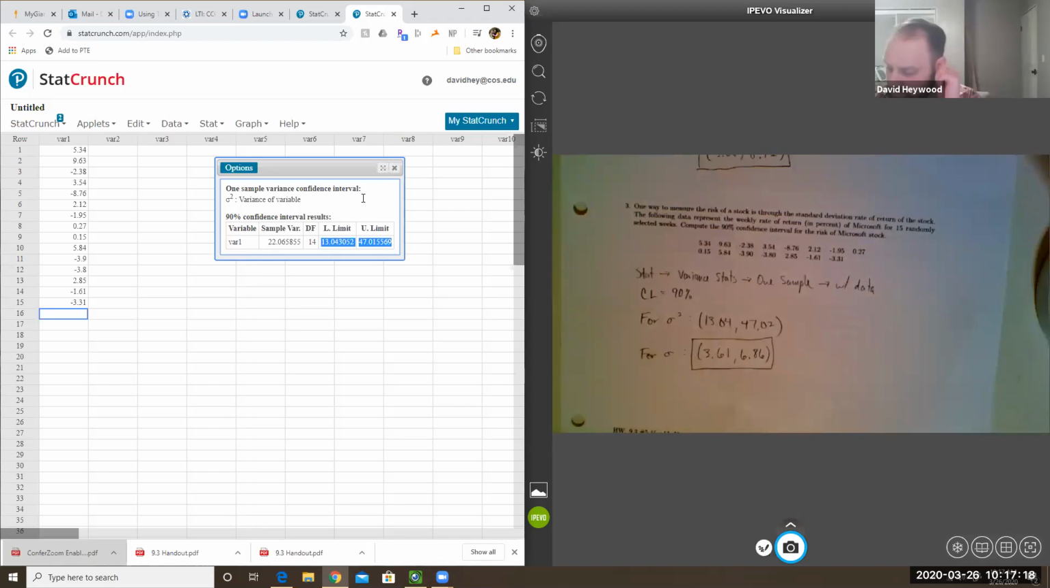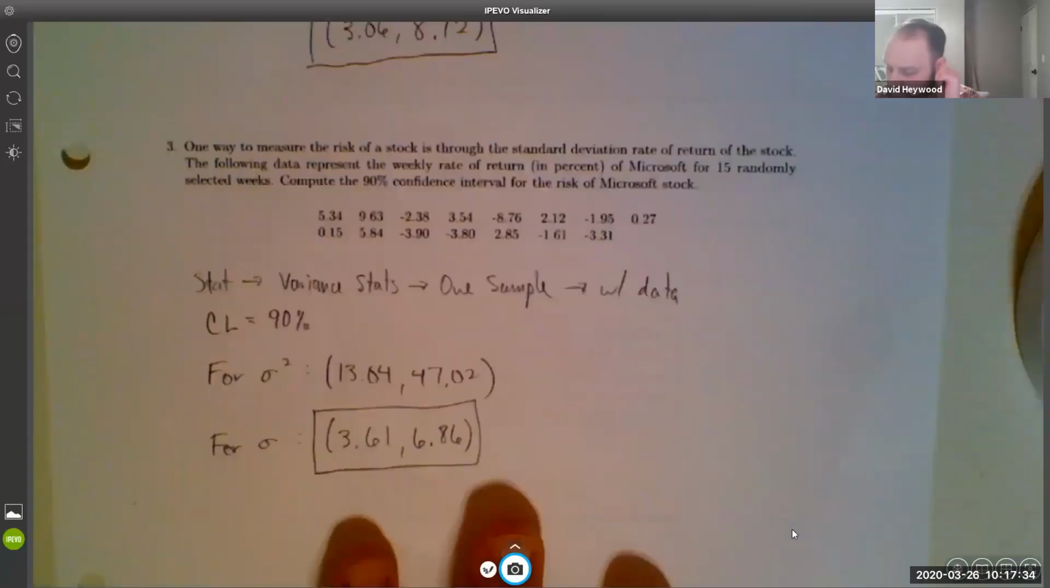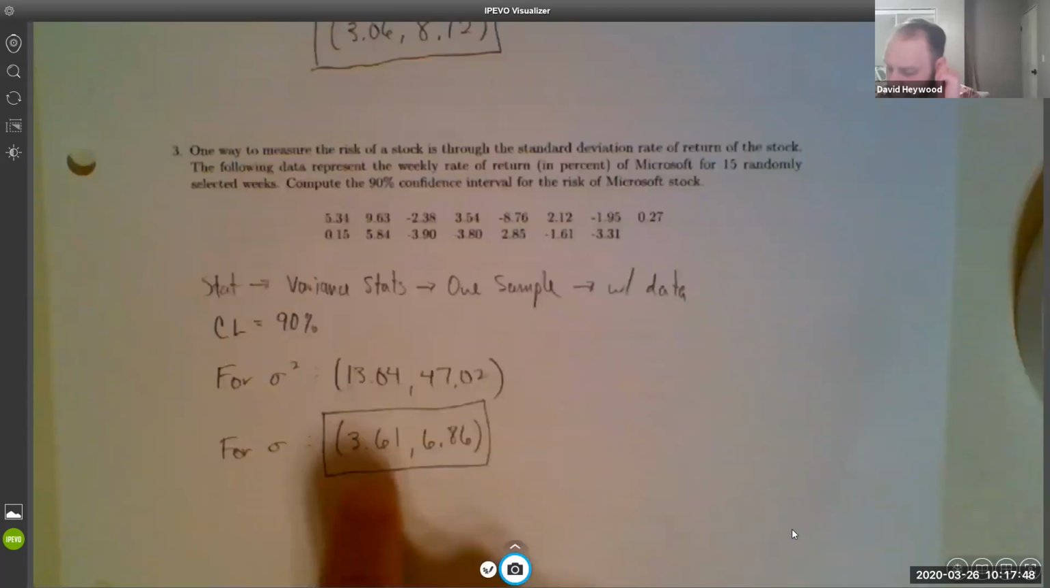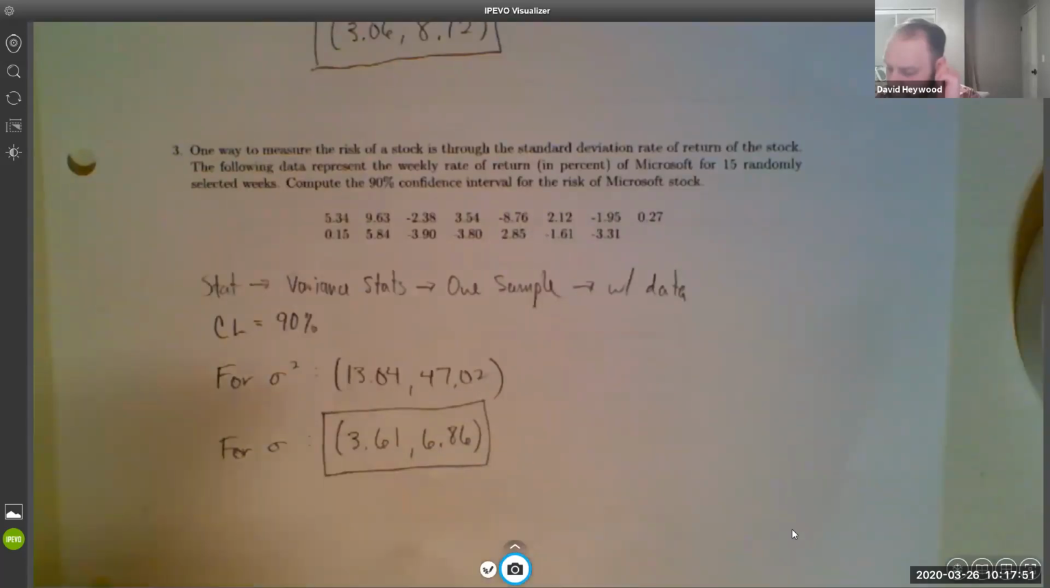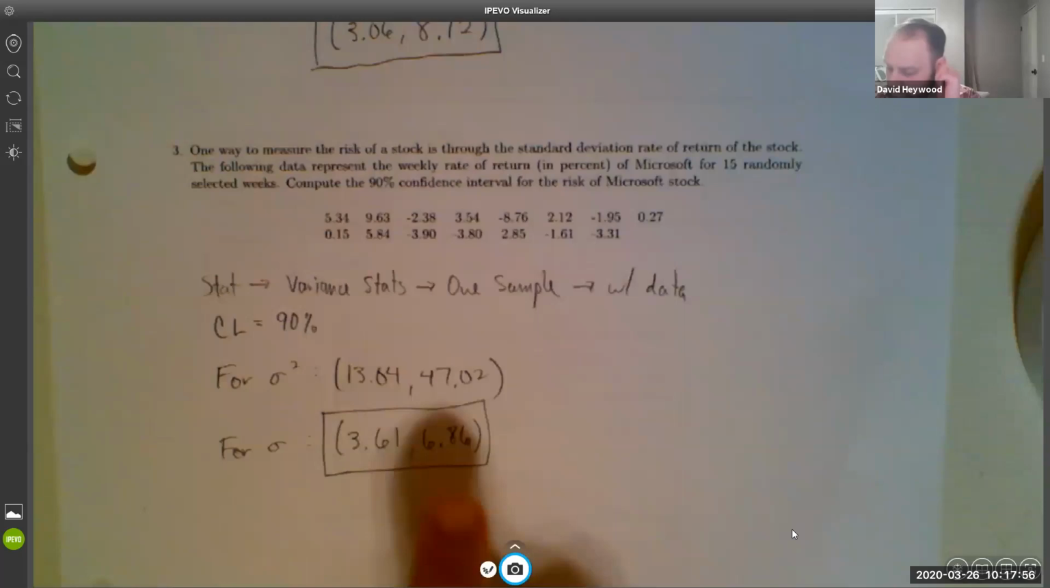And again, right, if you're thinking about this, it should make some sense. The standard deviation measures how spread out data is. If the data is really spread out, if there's a lot of volatility in the stock, then that would mean it's more risky, right? Well, if there's more volatility, if there's more variation, then the standard deviation is going to be higher, right? So on the low end, we can expect 3.61 as our measure of volatility or risk. On the upper end, we would expect 6.86, right, as the volatility there.